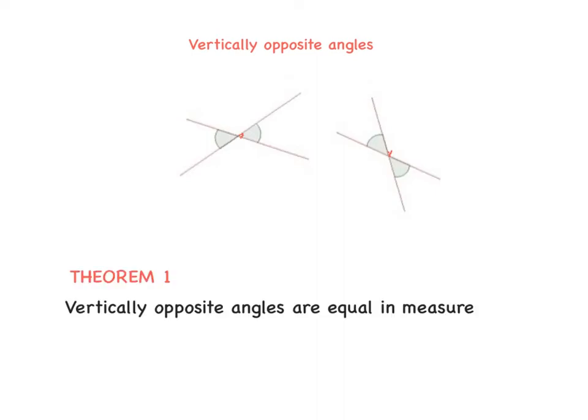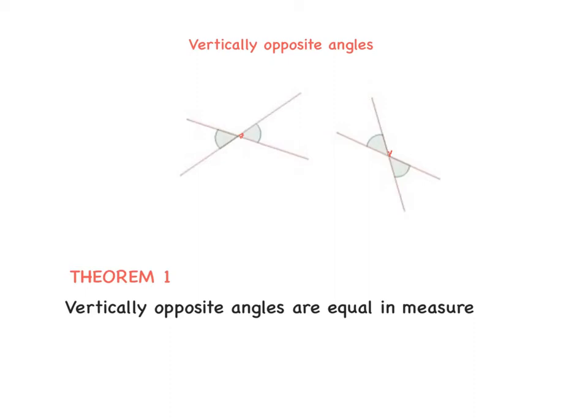Okay, and here we go with the first term. Vertically opposite angles are equal in measure. They have exactly the same measurement, and a theorem is a rule that you need to prove. We won't be talking about the proofs now, but you need to know all the terms, okay?